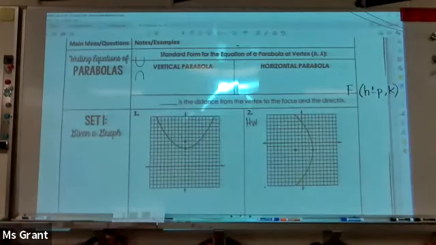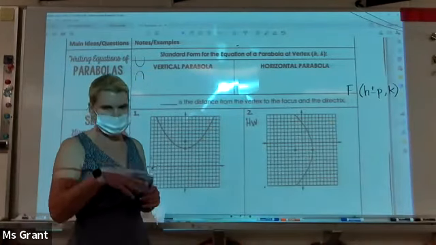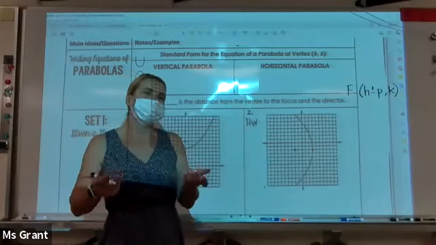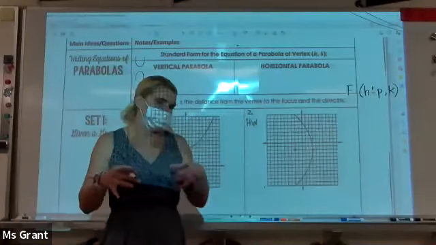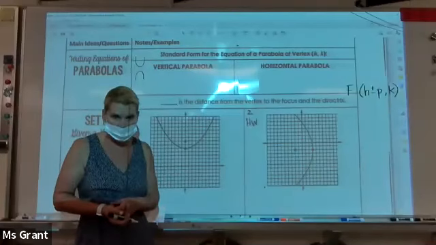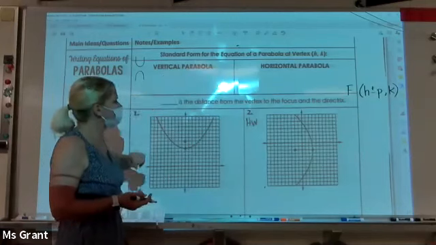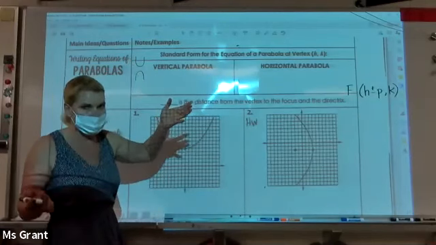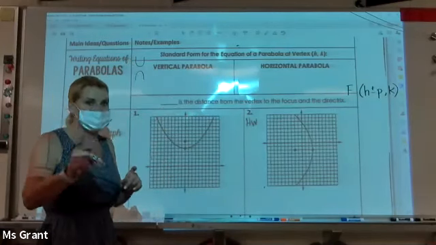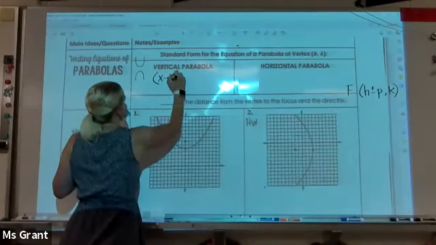Today we are talking about parabolas. We are on day 2 of parabolas. So today I will give you just pieces of information, and then your job is to come up with the standard form equation. So I have here a vertical parabola. That means it opens up or down. That also means that since it opens up or down, x squared comes first.